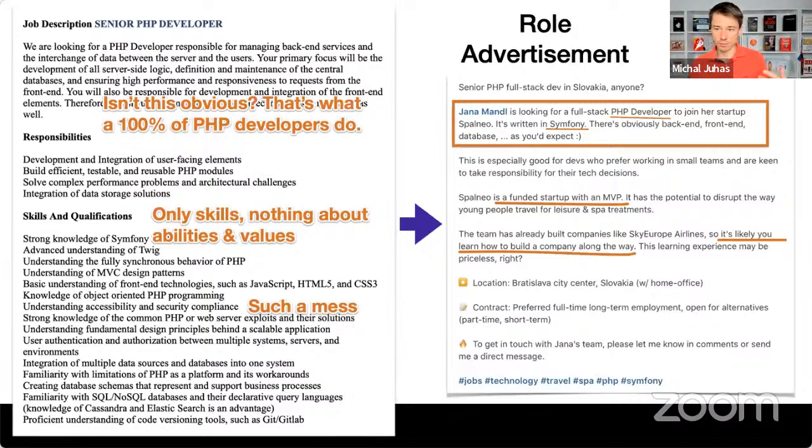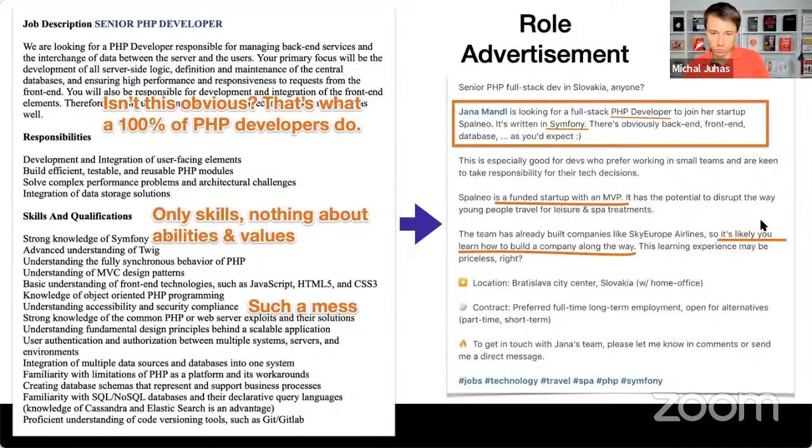There is obviously backend, frontend, database, as you would expect. So with this, I sort of describe the whole technical stack. PHP is the programming language, Symfony is the framework, and the rest is as you would expect. There is a database, of course. This is especially good for developers who prefer working in small teams and are keen to take responsibility for their technical decisions. Spalneo is a funded startup with an MVP. This is important.